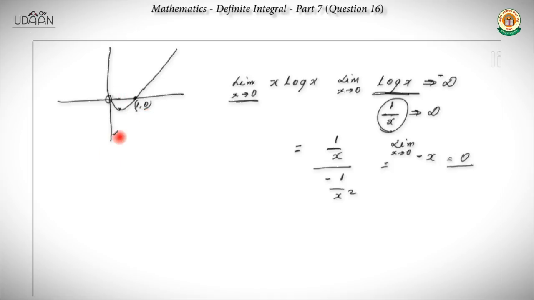We can also find this local minimum very easily. By taking the derivative, we get log x plus 1 equal to 0 for our local minimum. I've differentiated the function, and that is the expression I get. We get x equal to e raised to the power minus 1, which is 1 by e.